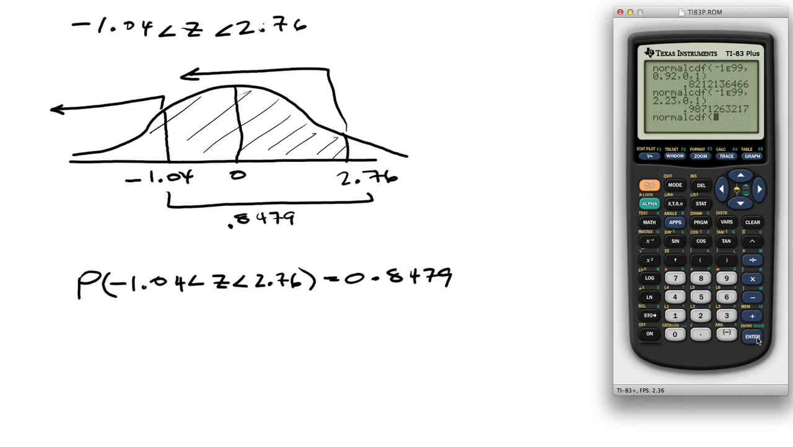So this time, instead of my lower bound being negative infinity, my lower bound is negative 1.04. My upper bound is 2.76. And then my mean and standard deviation, 0 and 1. And I get the answer all in one shot: 0.8479. I guess that's it. So you can use your calculators if you've got them. And that's the end.